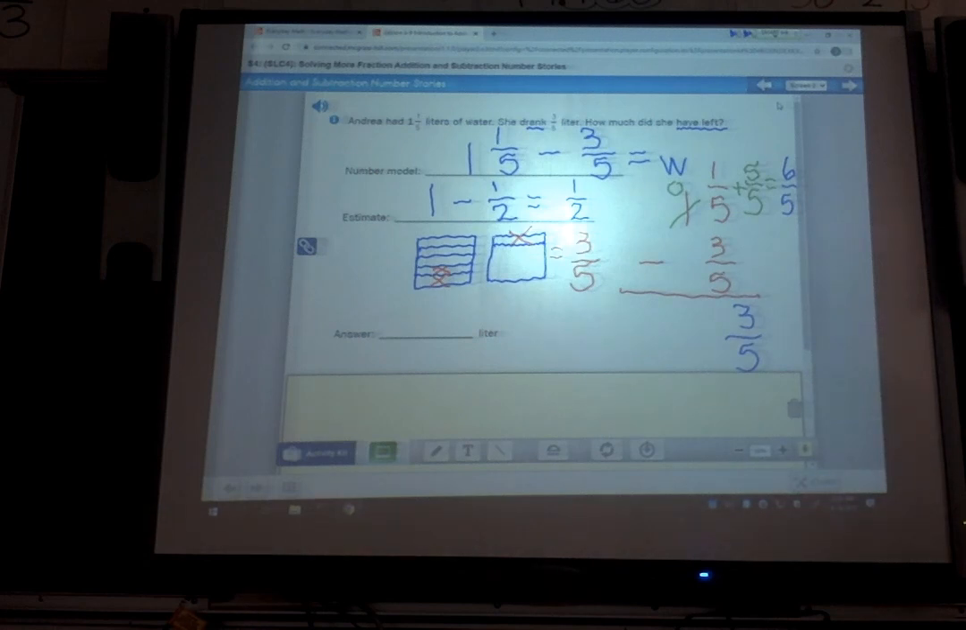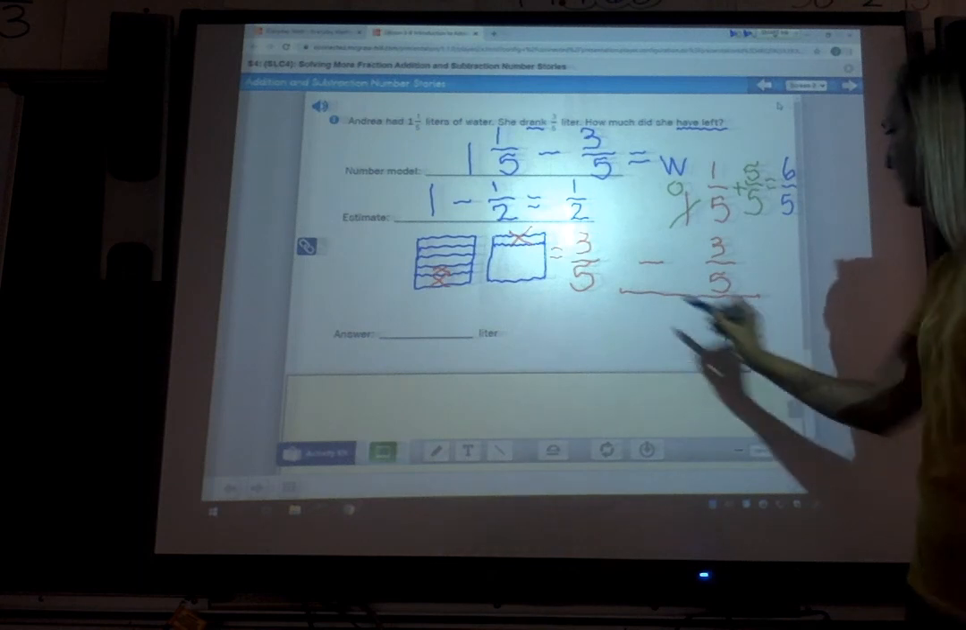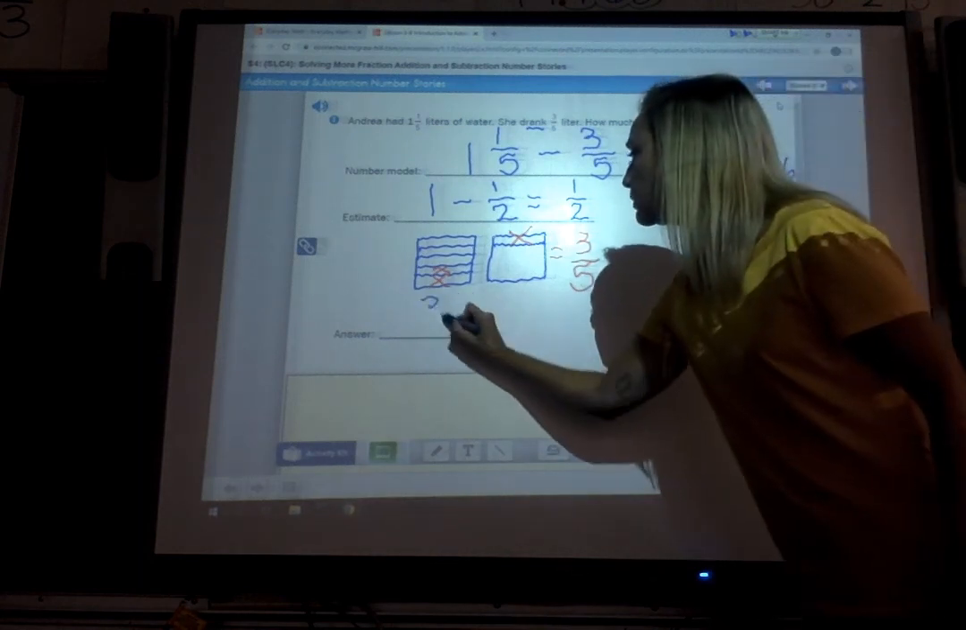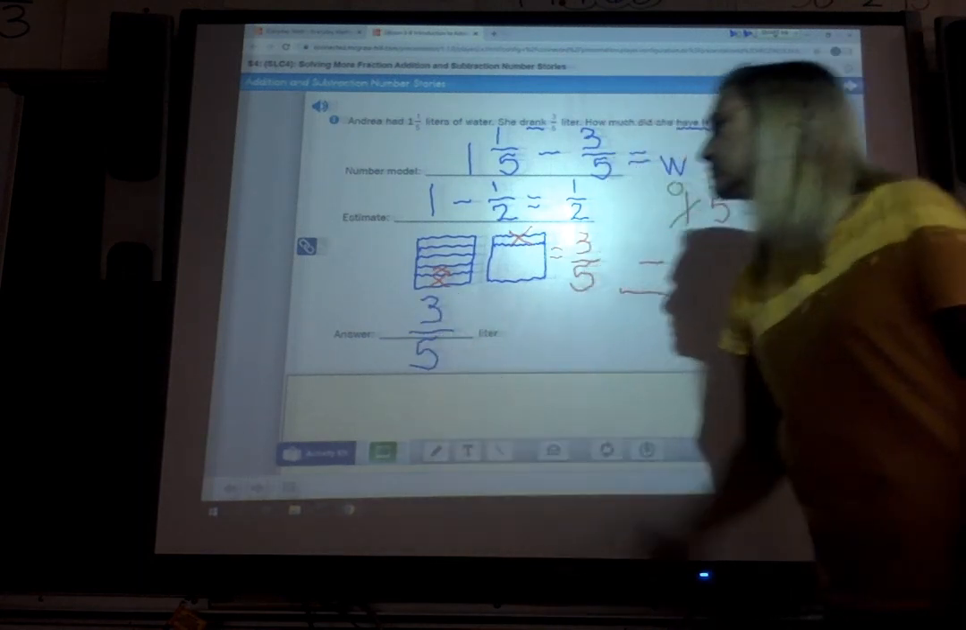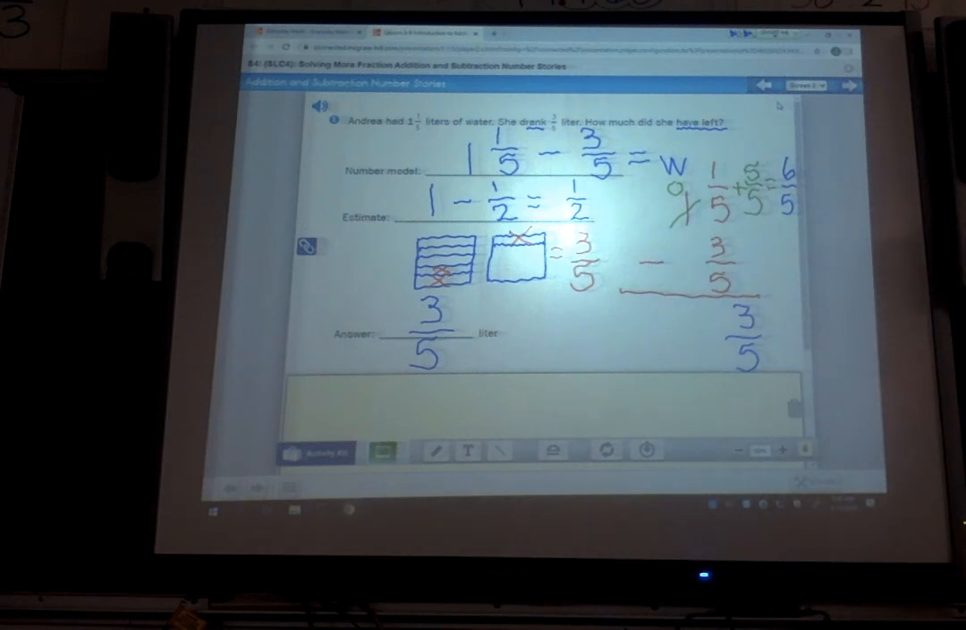So whether you prefer to do it with pictures or mathematically, that's up to you. But we're going to get the same answer, which is 3/5 of a liter. All right, finish 2 through 5 on your own.